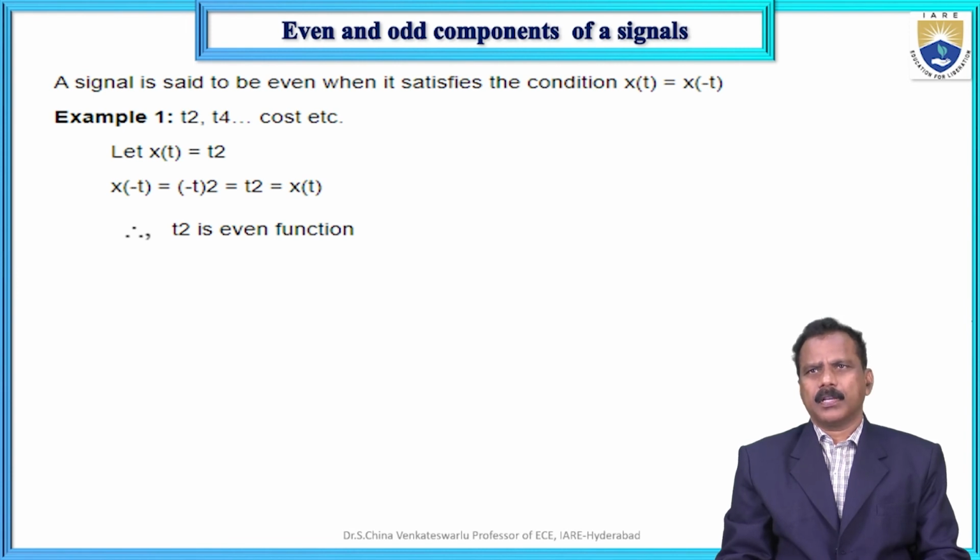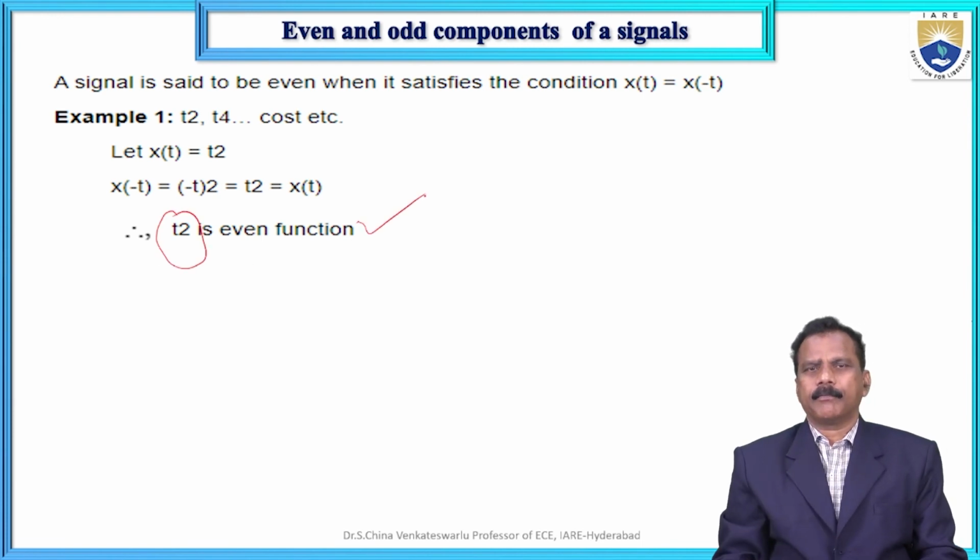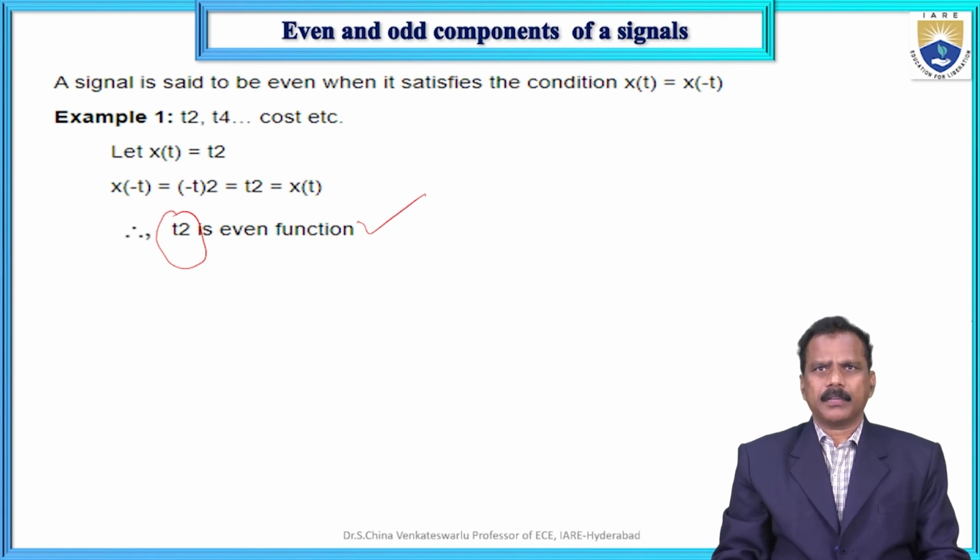A signal is said to be even when it satisfies the condition x(t) = x(-t). Good examples are t squared, t to the power 4, and cos t. Let x(t) = t squared. Then x(-t) = (-t) squared = t squared = x(t). Therefore t squared is an even function. So a signal is even when x(t) = x(-t).